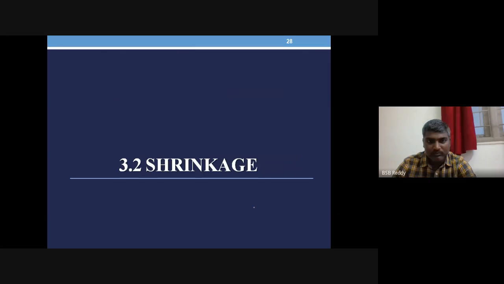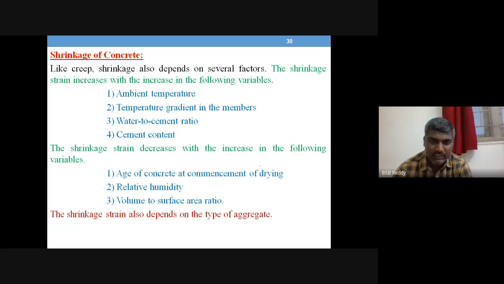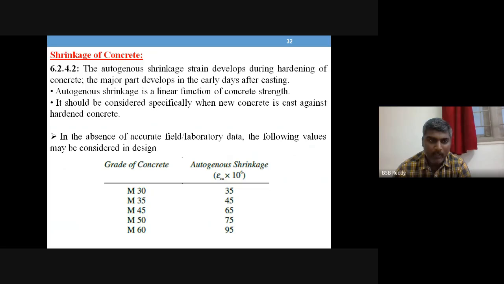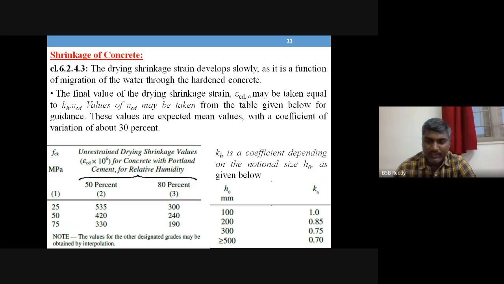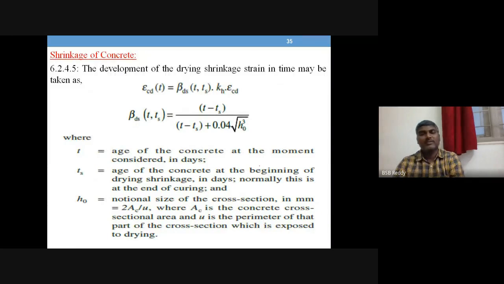So we started discussing the shrinkage property of the concrete, which is necessary because you are losing the pre-stress because of this property of concrete. So how shrinkage affects the pre-stress value is being discussed, and how to calculate the shrinkage strain. Okay, so there are basically two types of shrinkage, autogenous and drying shrinkage, and the related IS clauses on this shrinkage property are also discussed.